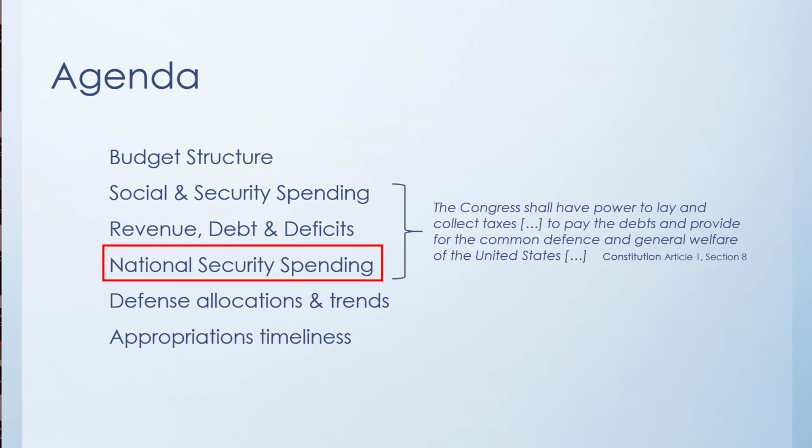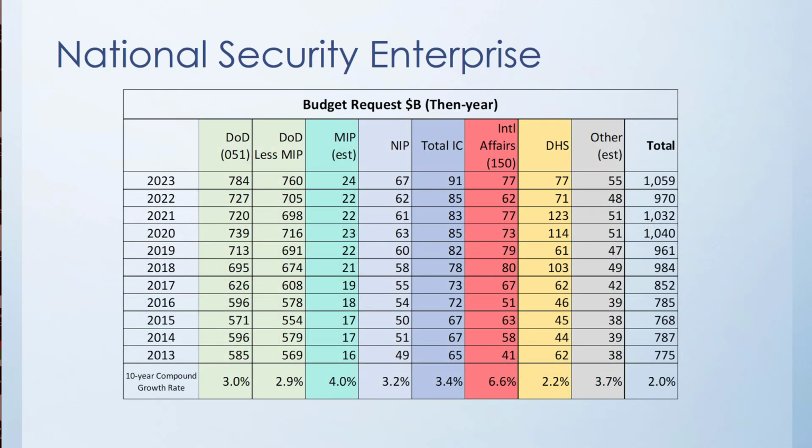Now let's turn our attention to spending for national security. This table shows the last decade of national security spending. Starting on the left, we have DoD, budget function 051, so this is just the military part of national security. And it's grown from $585 billion to $784 billion, or about a 3% per year compound growth rate.